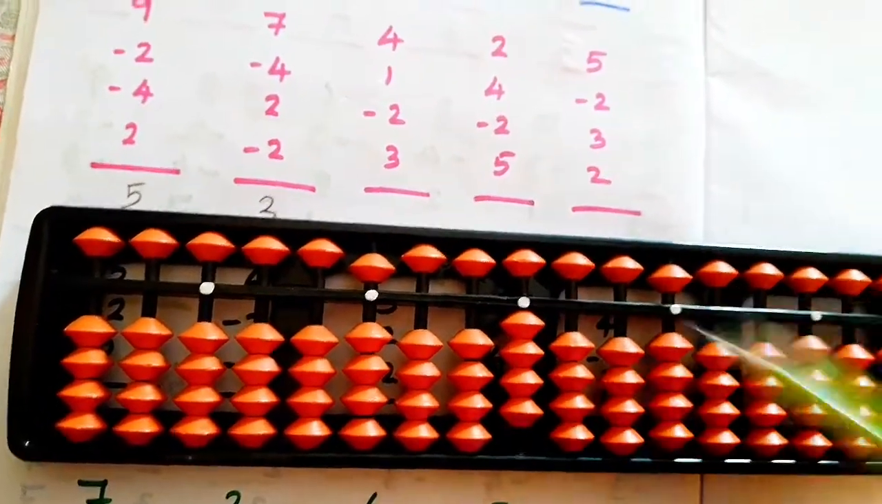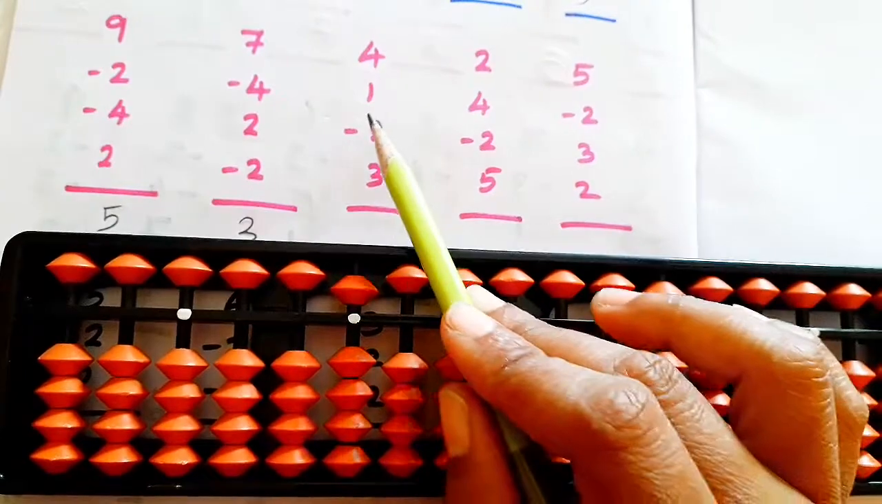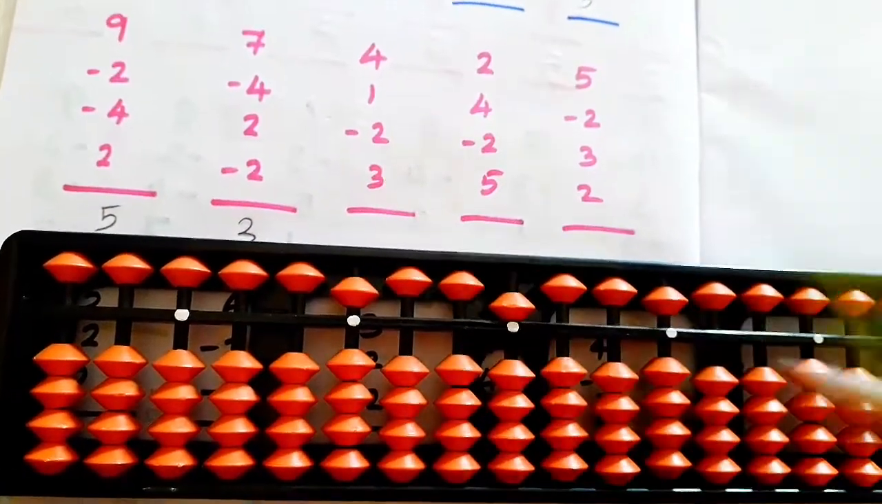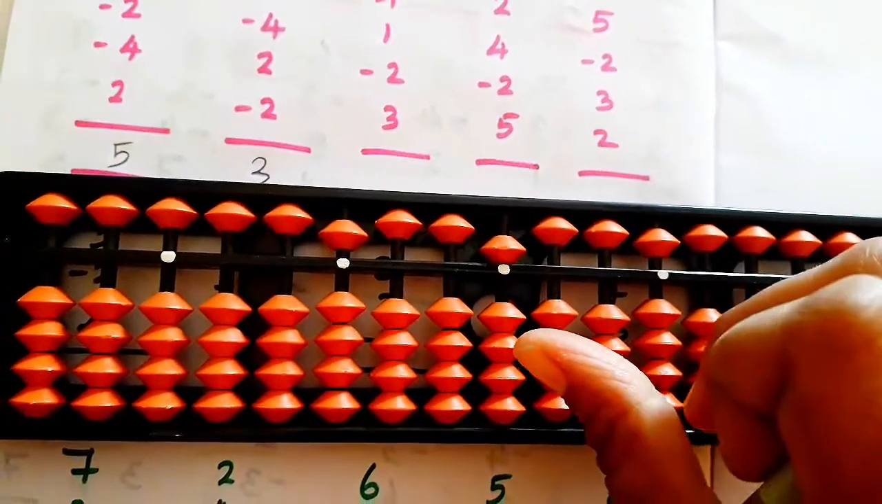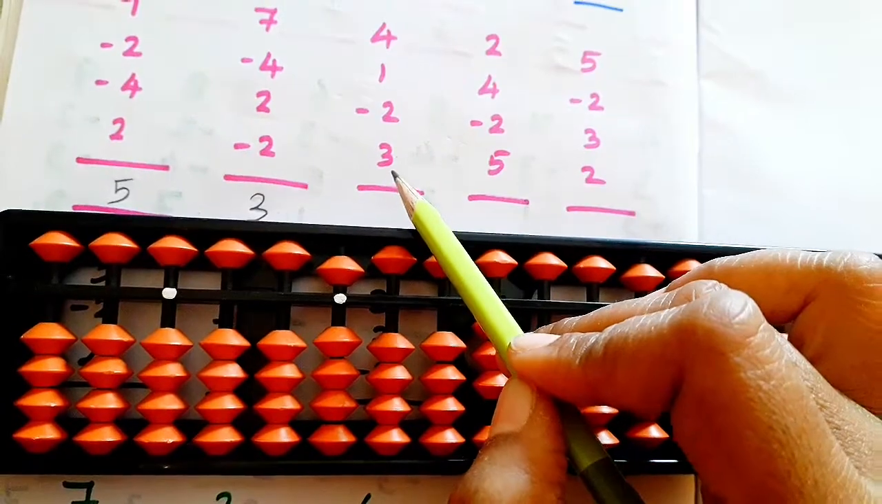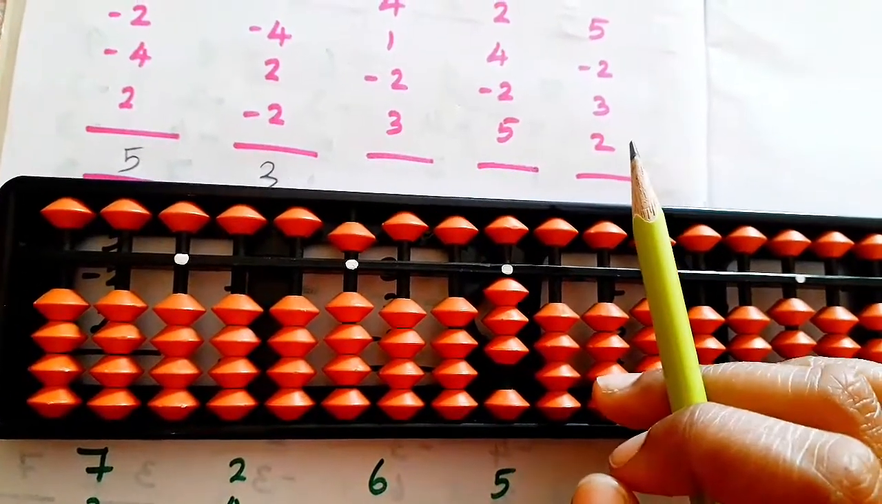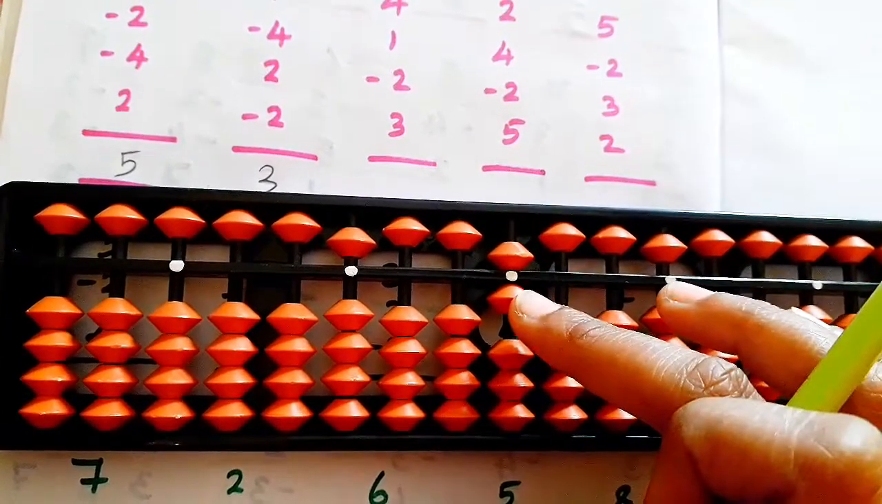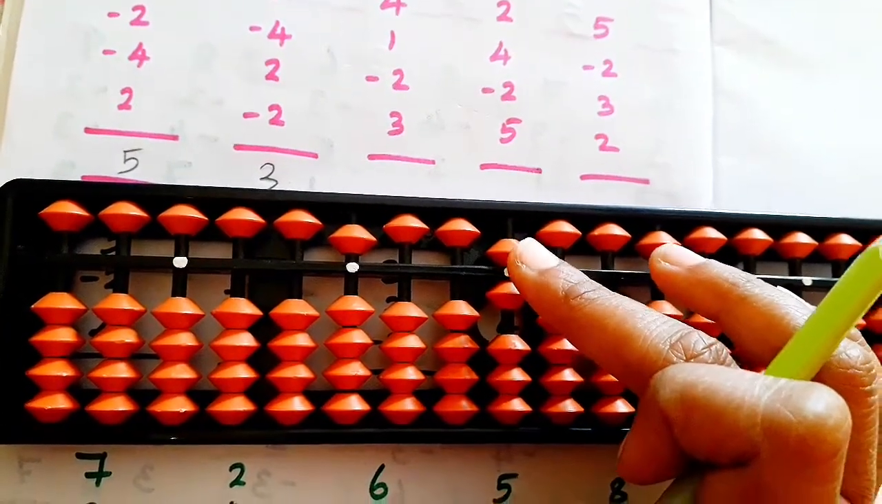So 4. Next number 1. So partner of 1 is 4, add 5 less 4. Next less 2. Less 2 means less 5, add 3. Next number 3. So 3 means partner of 3 is 2, so add 5 less 2. So what is the answer? Answer is 6. Set 0.